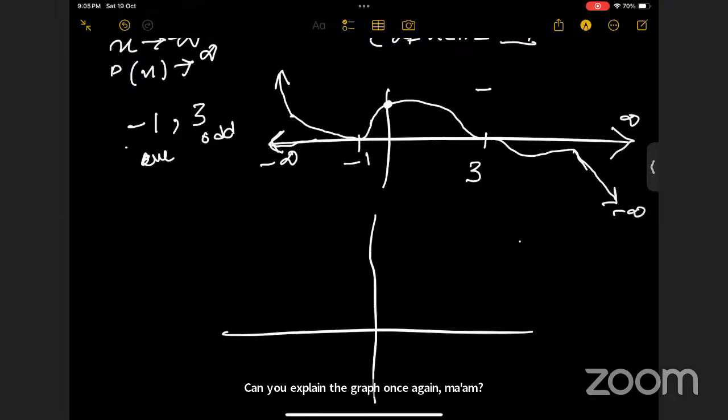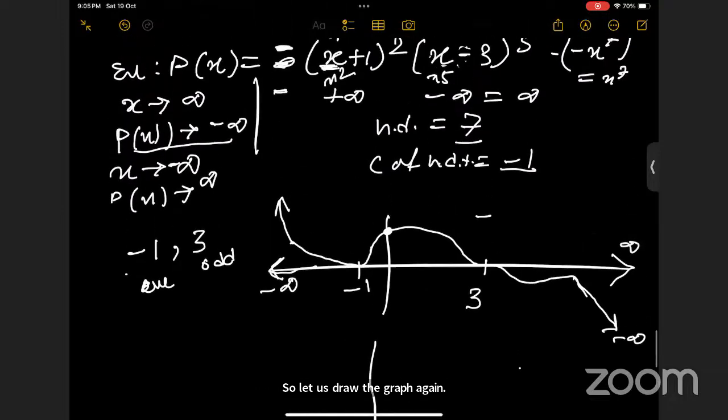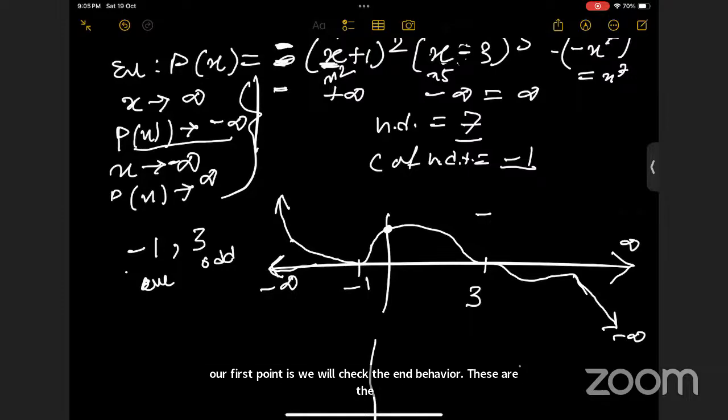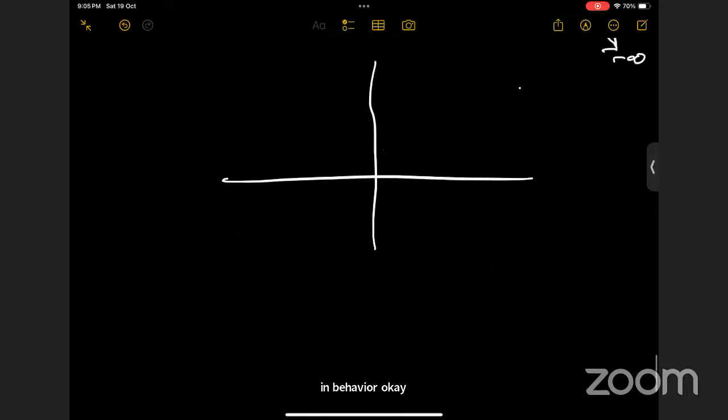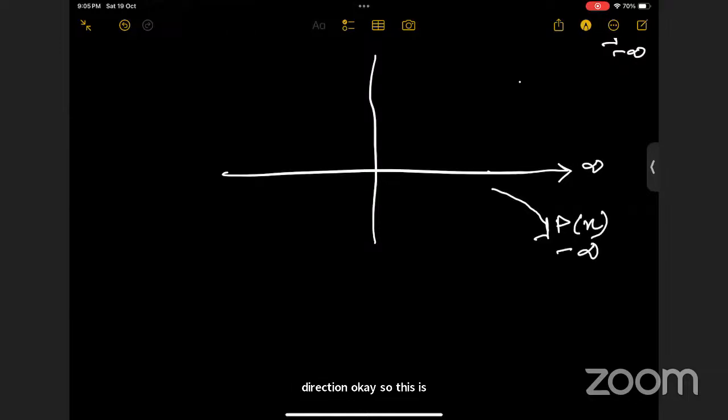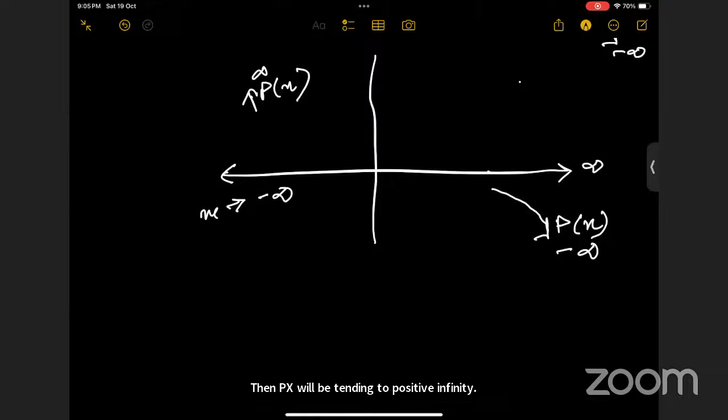So let us draw the graph again. Our first point is we will check the end behavior. When x is tending to infinity, P(x) is tending to -infinity. That means if we move along this direction, P(x) will be tending to -infinity, in the downward direction. And if x is going to -infinity, then P(x) will be tending to positive infinity. This is the movement of P(x). This is the end behavior. Is it clear?